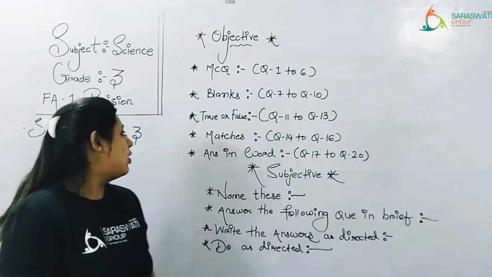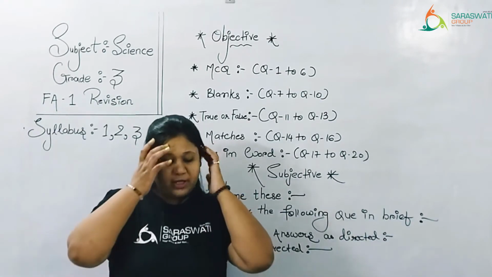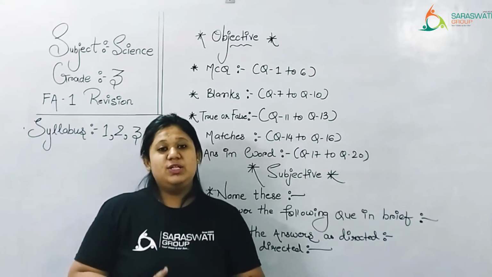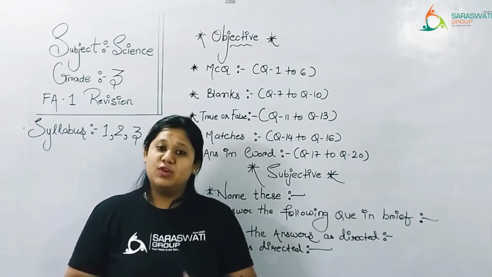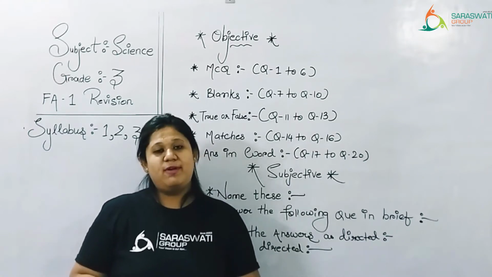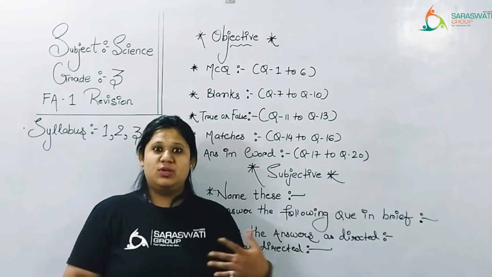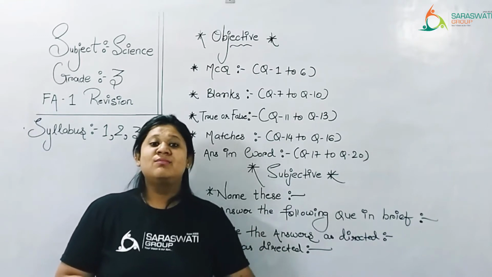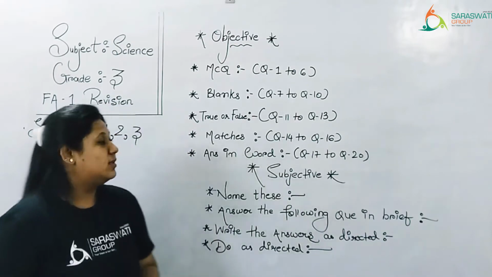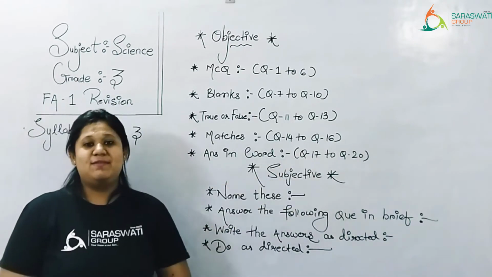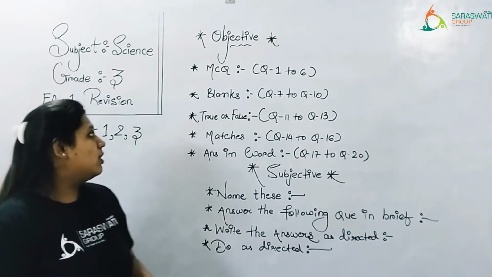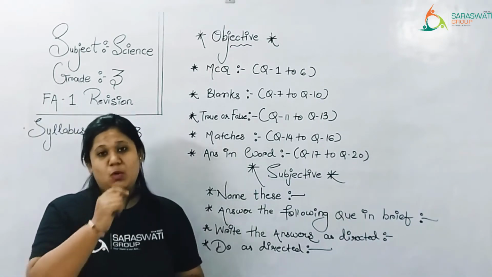Clear? Now, last one. Answer the following question in one word. Here you need to write down the answer in one word. Suppose the question is the food factory of a plant, then your answer should be leaf, right? So you need to answer in one word. That is from question number 17 to 20. Clear, kids? Now here I explained the paper style of objective.